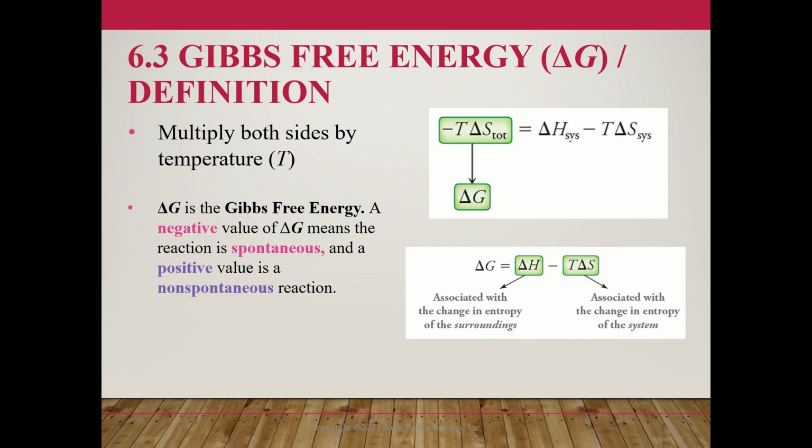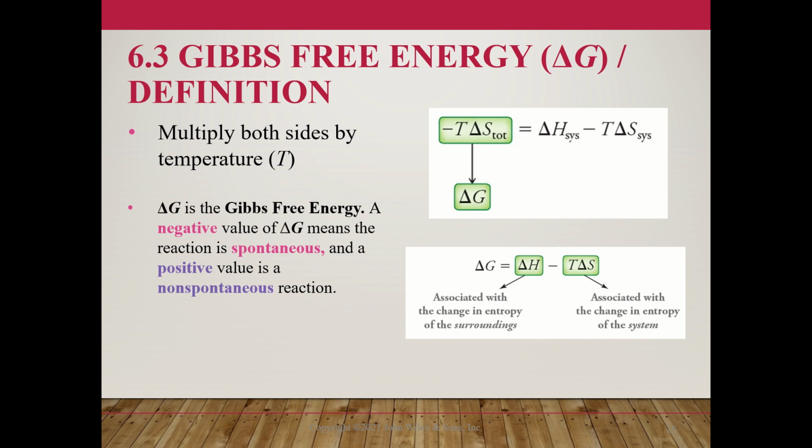Multiplying both sides by temperature in Kelvin. This gets us to the equation of negative T delta S total equals delta H of the system minus T delta S of the system. Now the total entropy times temperature times -1, that's what delta G is, or Gibbs free energy. This is a valuable concept because it brings together enthalpy and entropy and temperature of our system, therefore pretty much a fuller picture of the thermodynamic perspective.